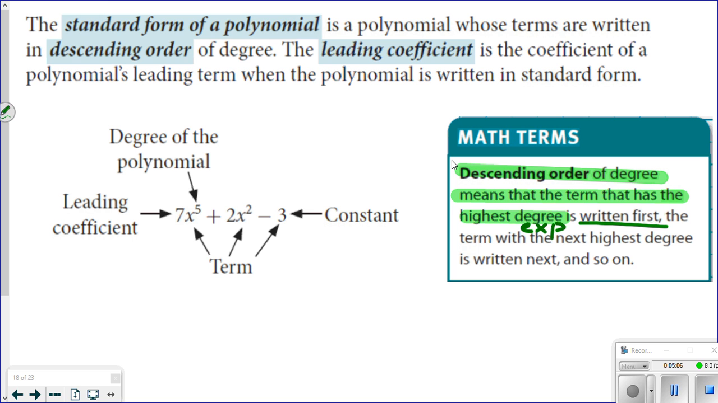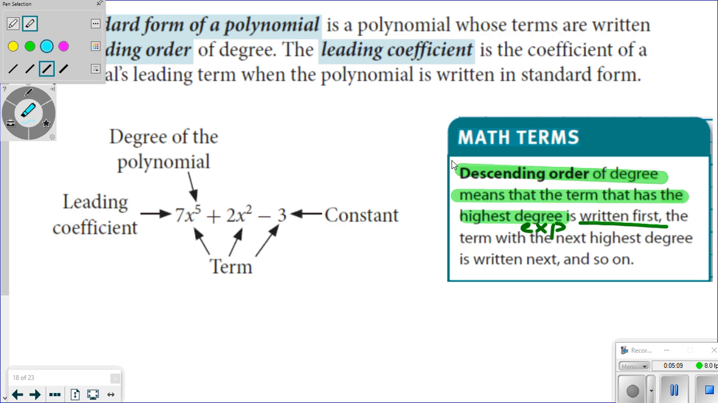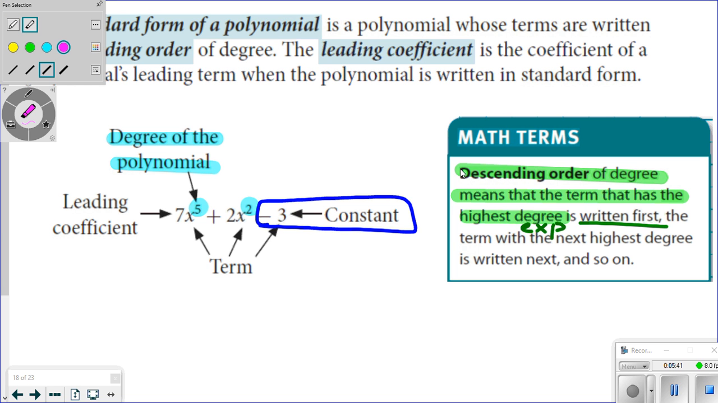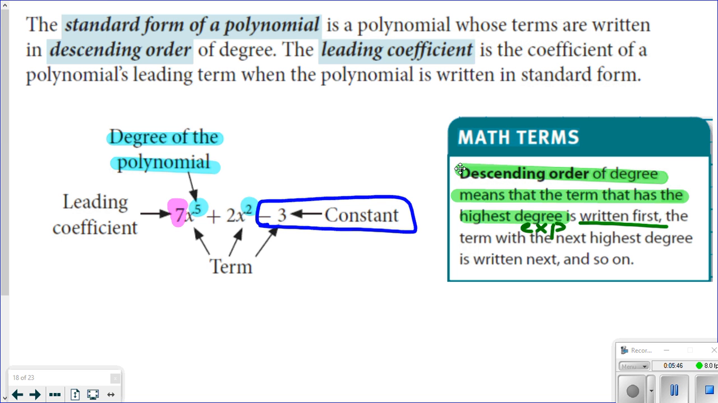Okay, so if we're looking at the example that they give us here, 5 is my highest or my biggest degree, the largest exponent, and we call that the degree of the polynomial. Then notice 2 is smaller than 5, that comes next, and at the end is my constant term, which is 3, or negative 3. All 3 of these are called terms. And then my leading coefficient is the number that comes out in front with the highest degree. So my leading coefficient here is 7.